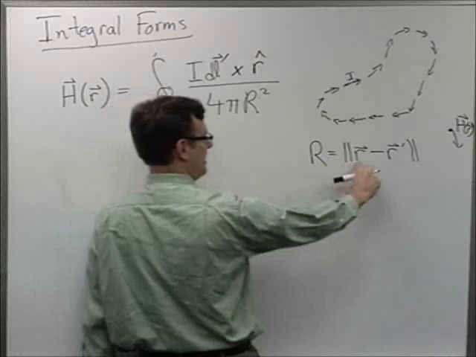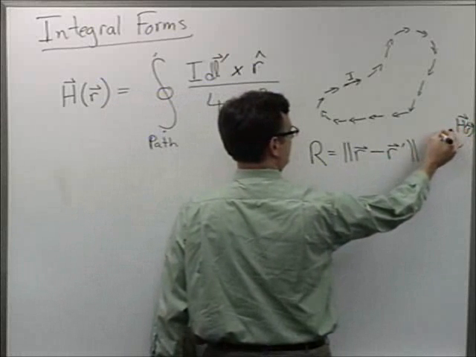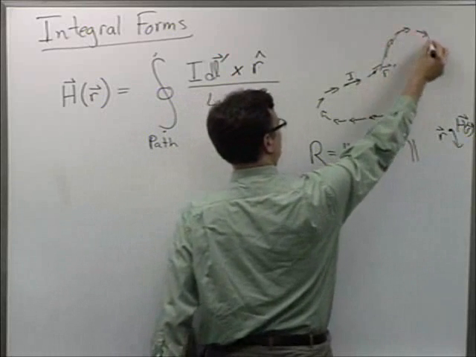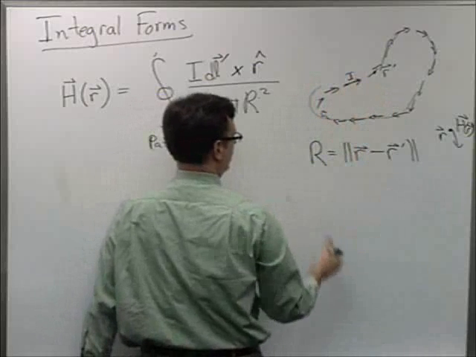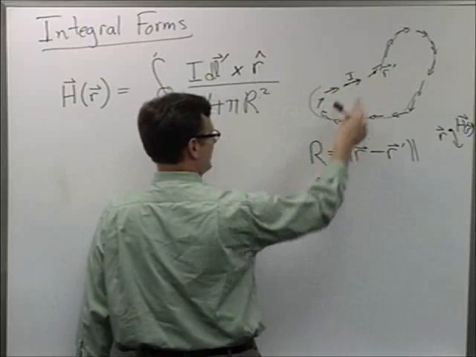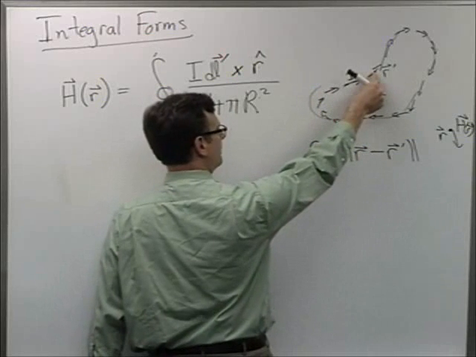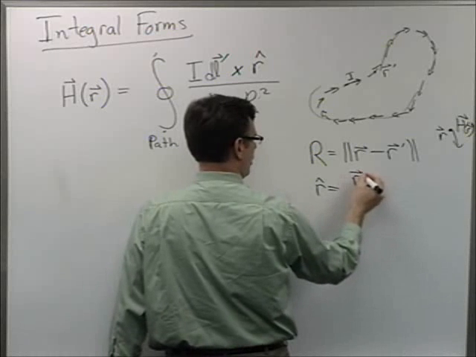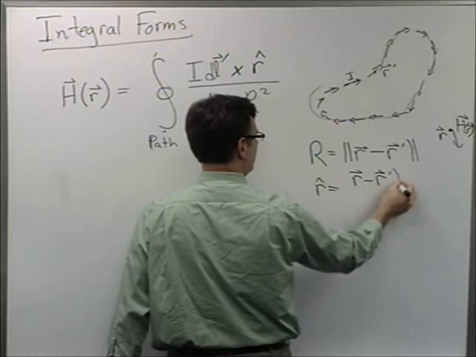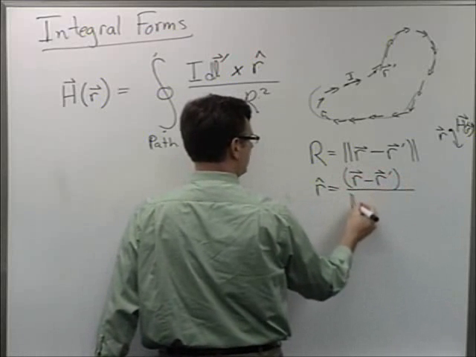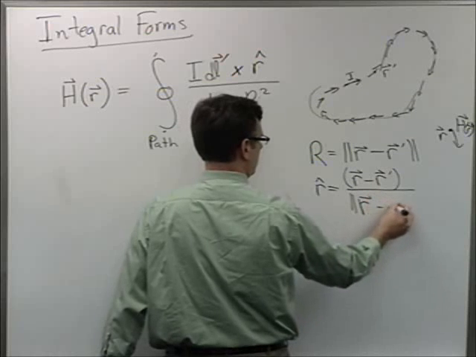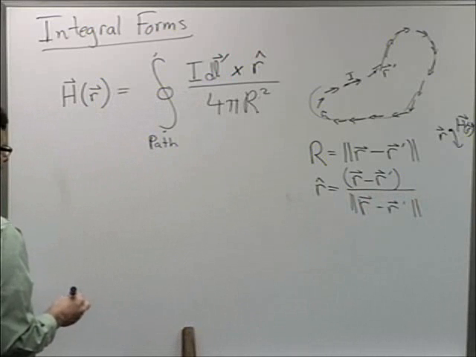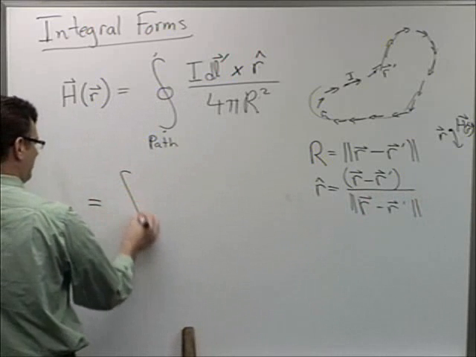The R, here's the dependence. This is my point of observation R. My variable of integration is my r prime that's sliding around the loop. And r hat is the unit vector that points from wherever I'm integrating at the loop to my point of observation. So I can write that as r minus r prime, because that gives me the direction, and then I normalize it to get a true unit vector.